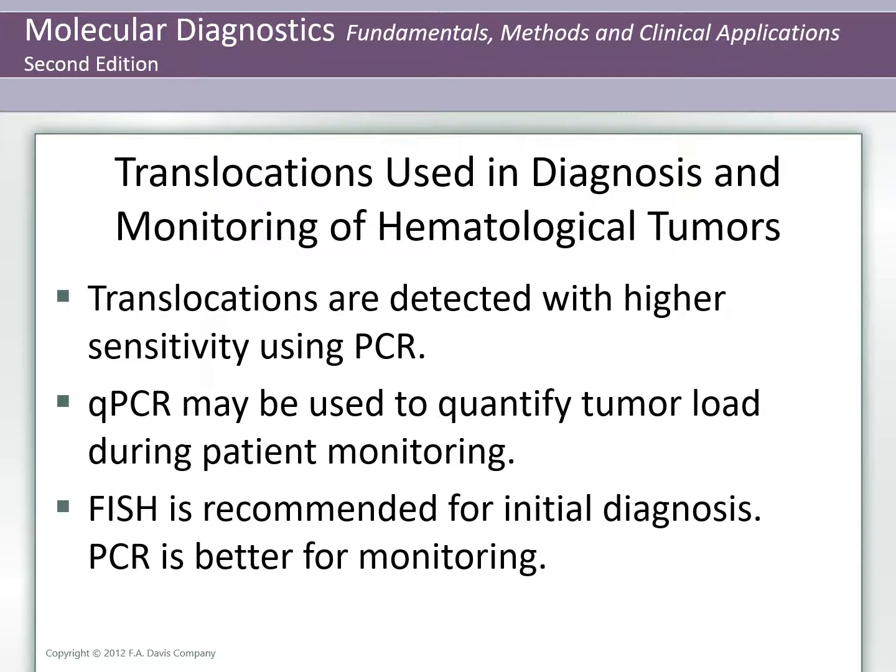There are a couple of important notes to remember when determining molecular methodologies to detect translocations used in diagnosis and monitoring of hematological malignancies. Translocations are detected with higher sensitivity using PCR, and quantitative PCR may be used to quantify tumor load during patient monitoring. Fluorescent in situ hybridization is recommended for initial diagnosis, whereas the PCR methodology is better for monitoring of patients' progress.